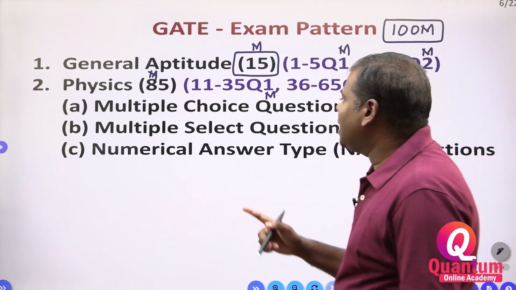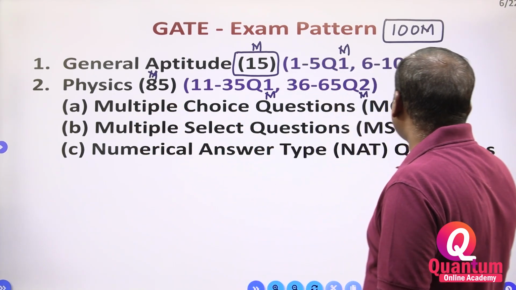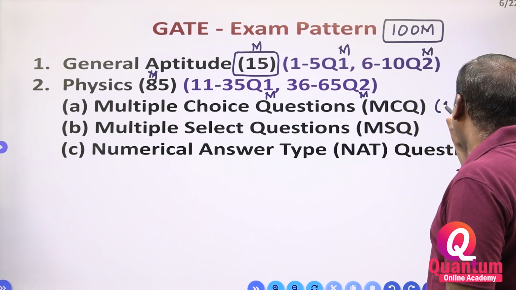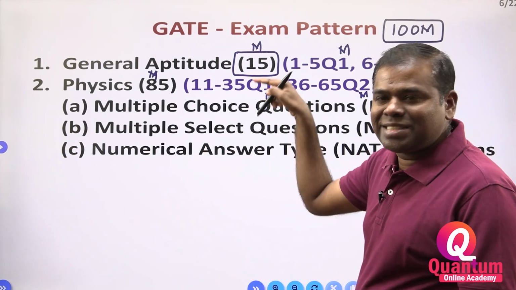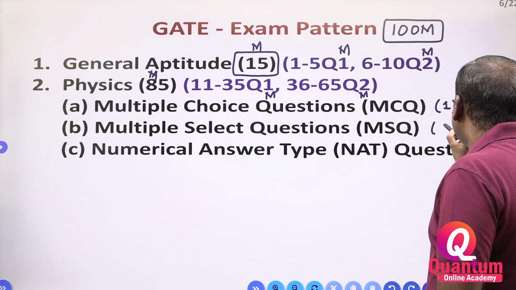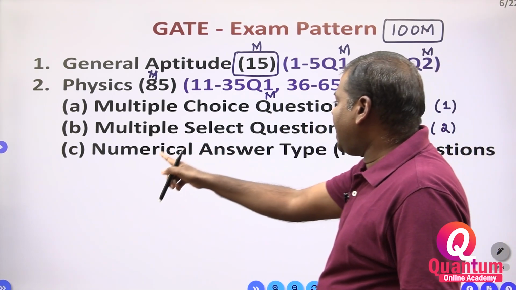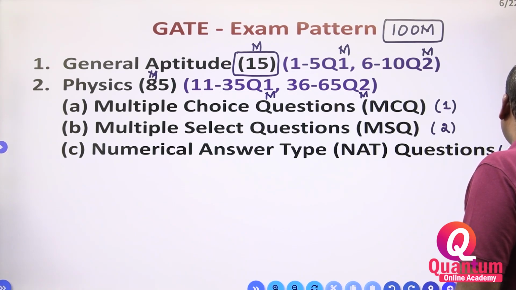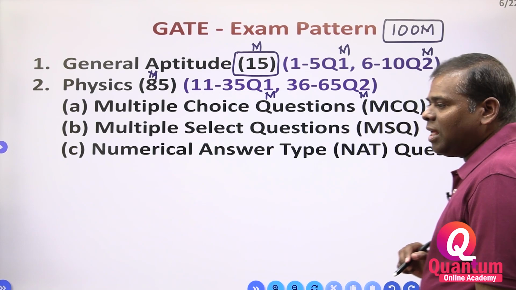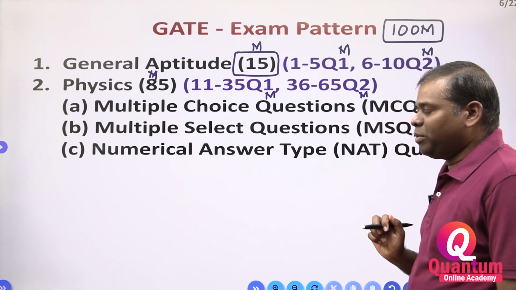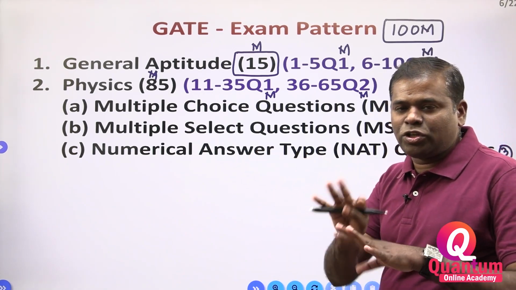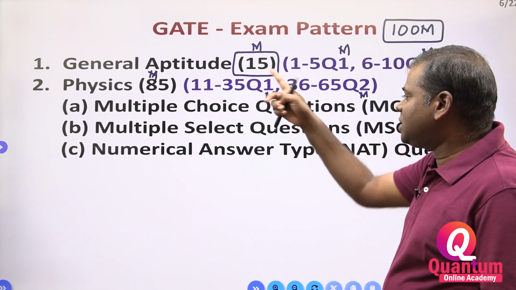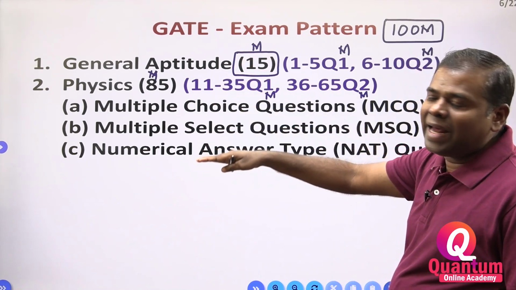Here in physics, multiple choice questions are there. These are MCQ, the first variety. And multiple select questions are there. This is the second variety. And next, numerical answer type questions are there. This is the third variety. Total 3 varieties are there. For numerical answer type questions, you have to enter the answer with your virtual keyboard. This is a purely computer based examination.